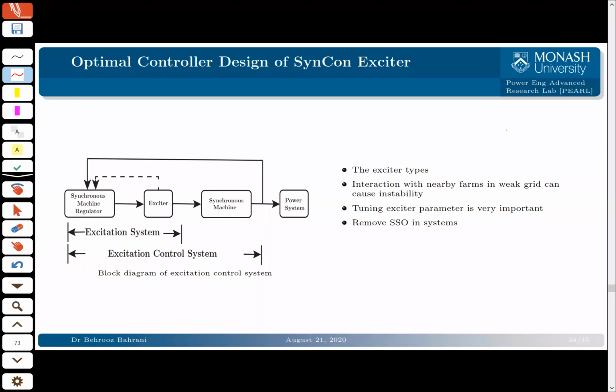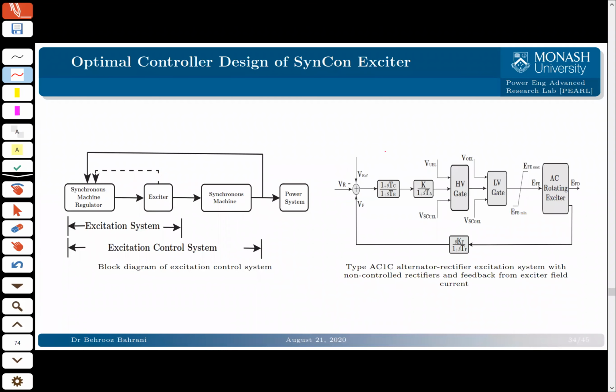And in particular, we are hoping to damp subsynchronous oscillations when the system is recovering from a fault. And this is the block diagram of what we are working on at the moment. We are hoping to redesign this controller here in order to give us a better performance.